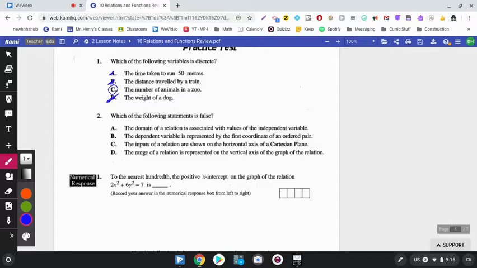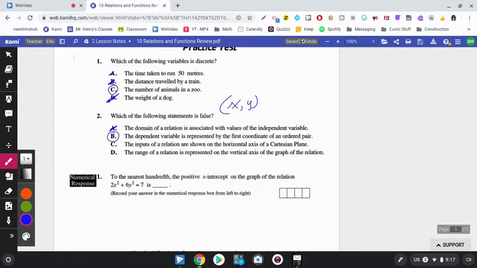So what I'm going to do is one by one, make an assessment on each of them. The first one, the domain of a relation is associated with the values of the independent variable. Well, the domain represents my input, my independent variable. Those also represent input. So that's true, which means it's not my answer. The dependent variable is represented in the first coordinate of an ordered pair. Well, I remember it always goes x comma y. So x is first, but x is my input or my independent, and this is saying the opposite. So B, that's actually my answer.